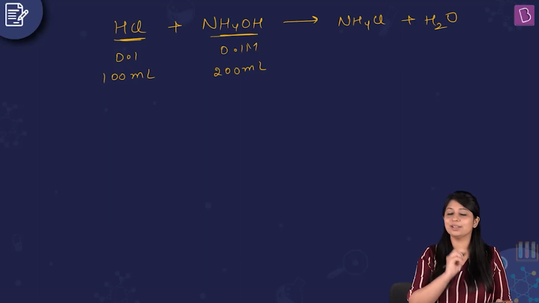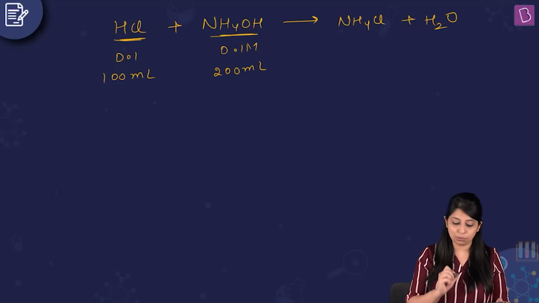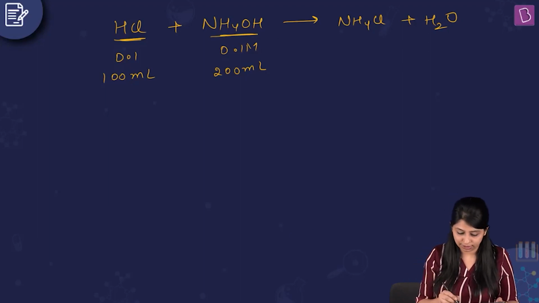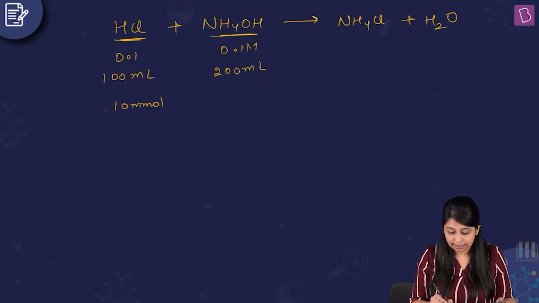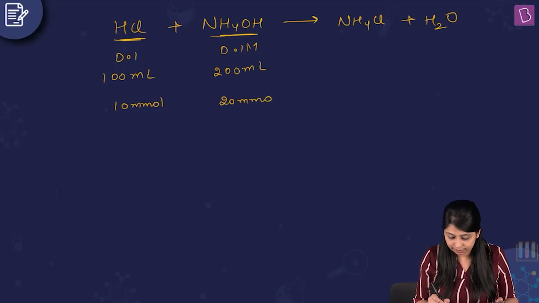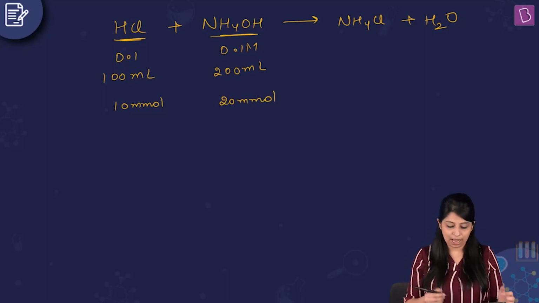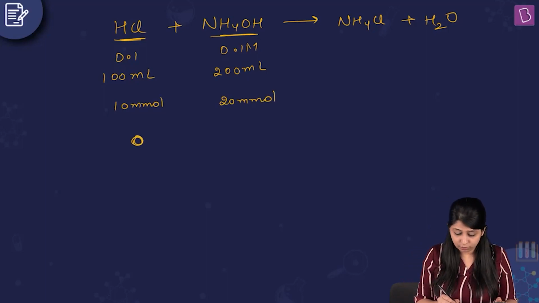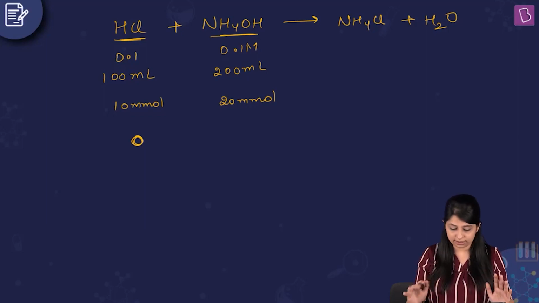So let's calculate the number of millimoles of both HCl and NH4OH. Okay, so that would be 0.1 into 100, that is 10 millimoles. And this is 0.1 into 200, that is 20 millimoles, right? So after the reaction, what would happen? 10 millimoles of HCl is totally going to get consumed.